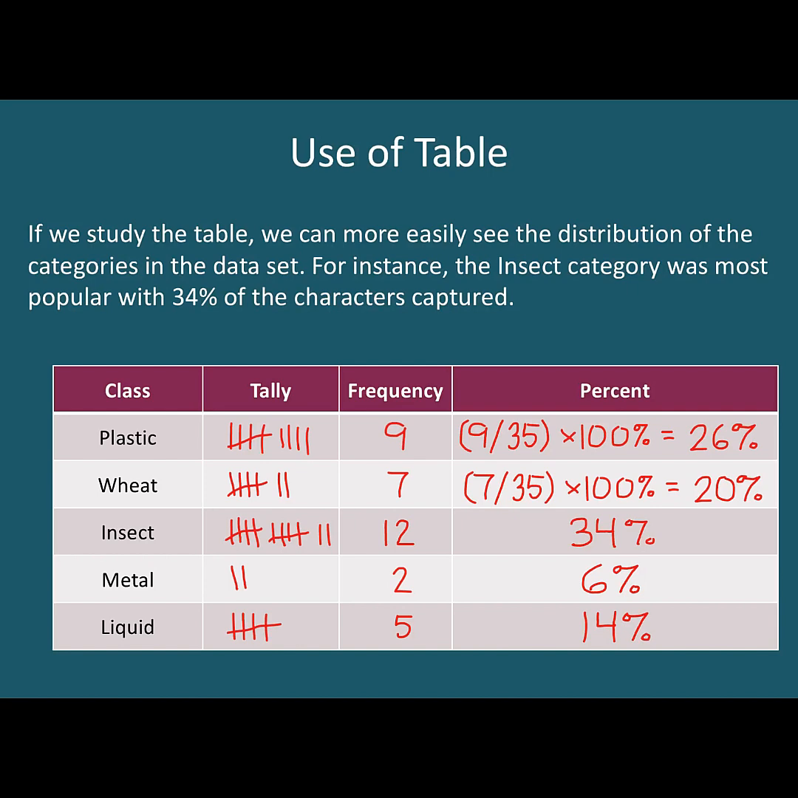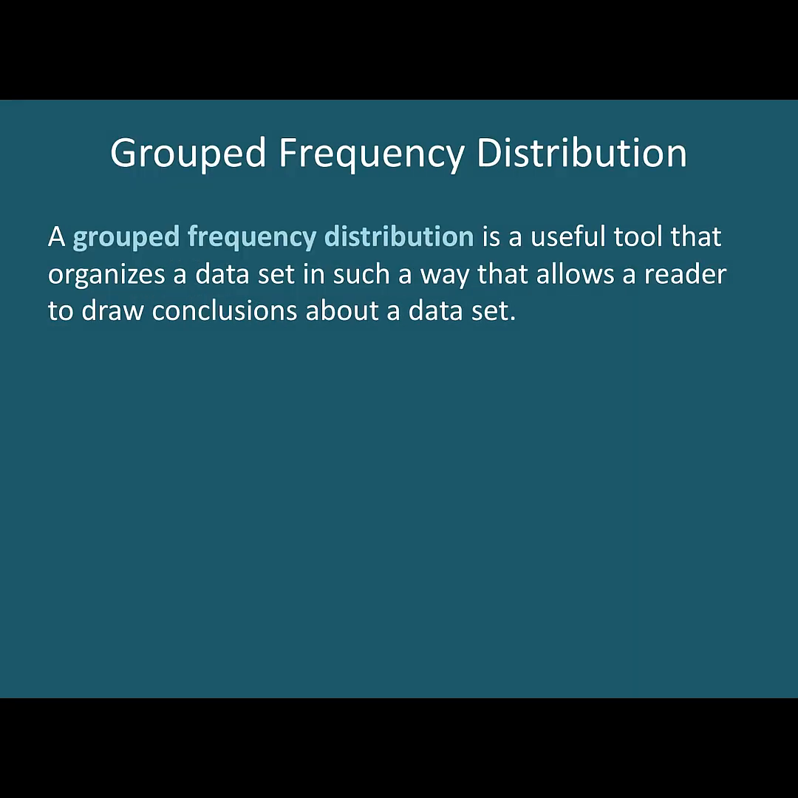We can now more easily see the distribution of the categories in the data set. For instance, the insect category was most popular with 34%. So as you can see, where an original table of values gave us almost no information, categorical frequency distribution can give us a little bit more information and help us move forward with a specific type of problem. Later on in your student notes, you will see that we will discuss group frequency distribution.